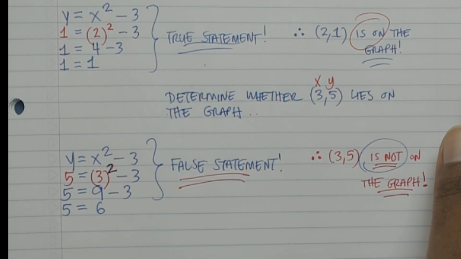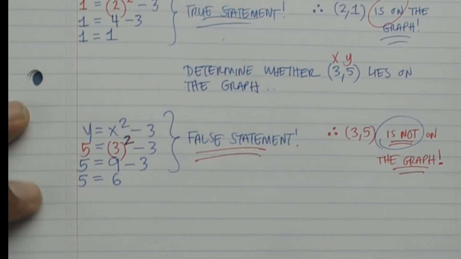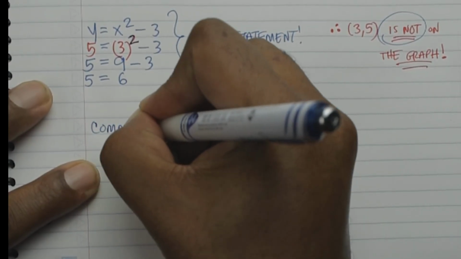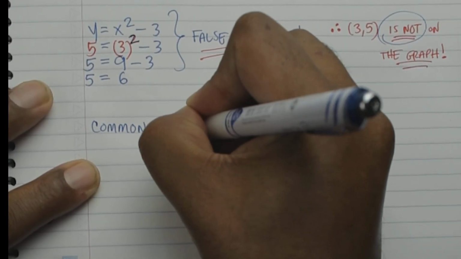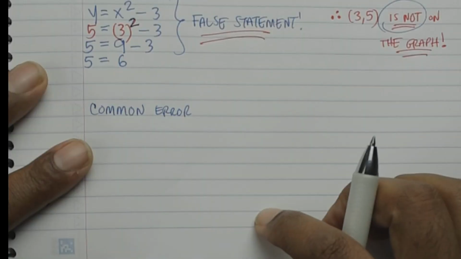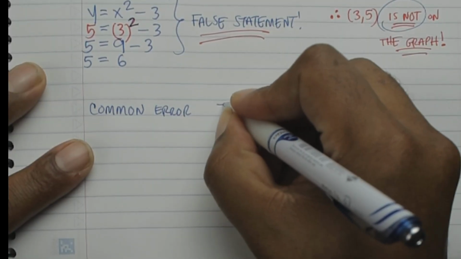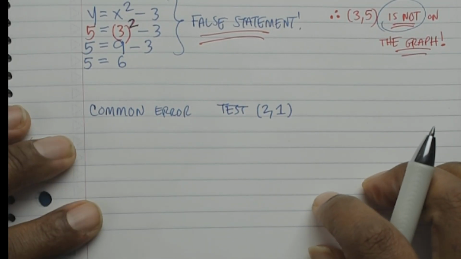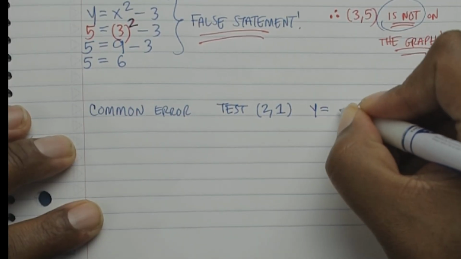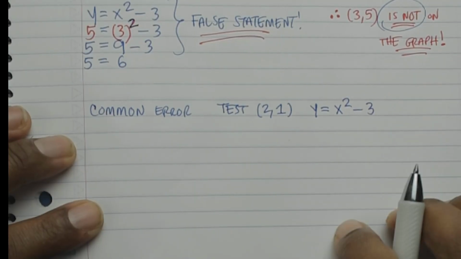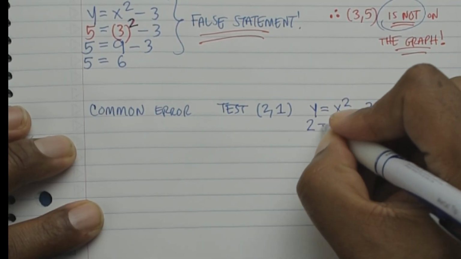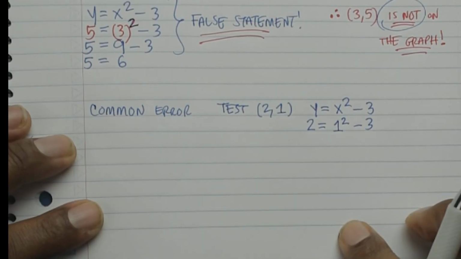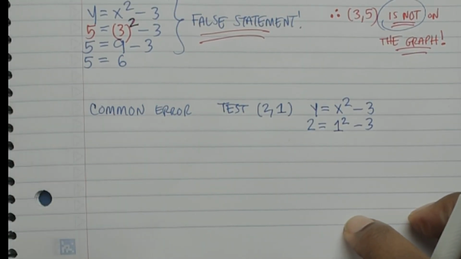Now, let's look at a common mistake. So here's a common error that people make. A common error is the student tests the point, let's say they test (2, 1) in the equation y equals x squared minus 3. And so they write 2 equals 1 squared minus 3. What did the student do wrong?